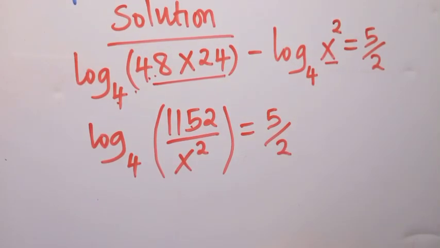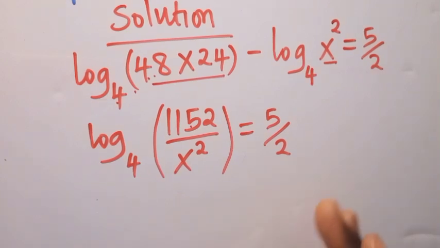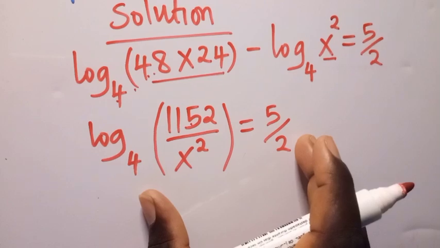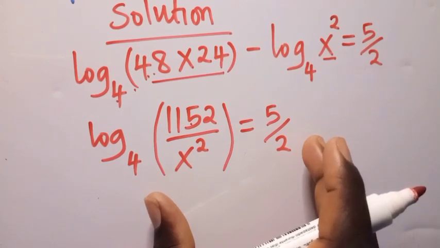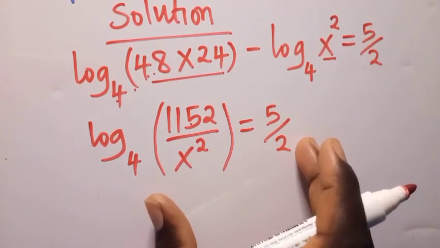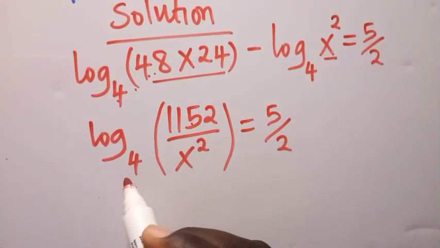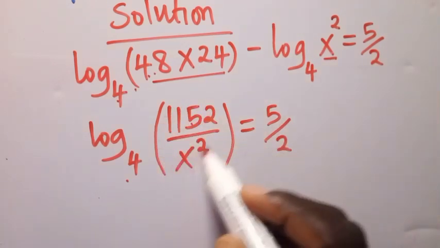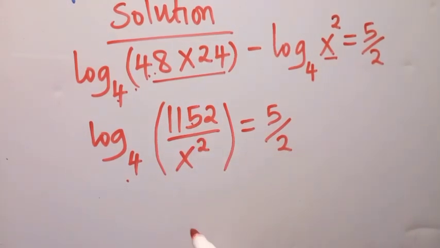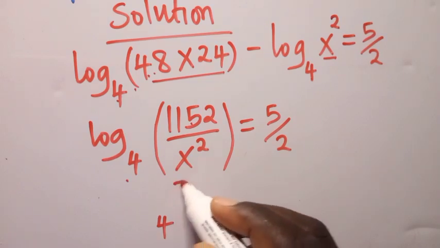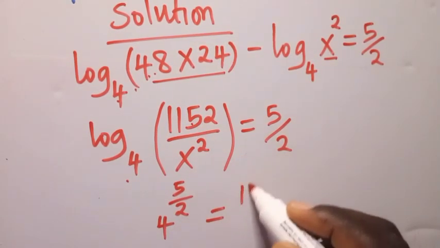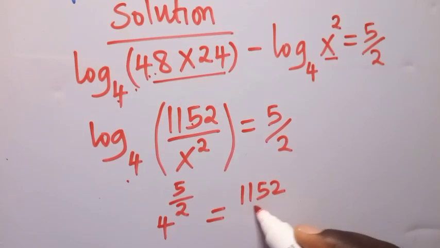Now, reaching at this point, it is now simpler because this is in logarithmic notation. And therefore, we can write it in index notation. That is, we can write 4 raised to this number equals to this. And therefore, in this case, we shall have 4 raised to 5 over 2 equals to 1152 all over x squared.